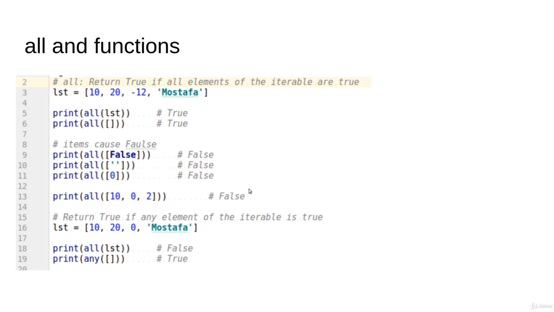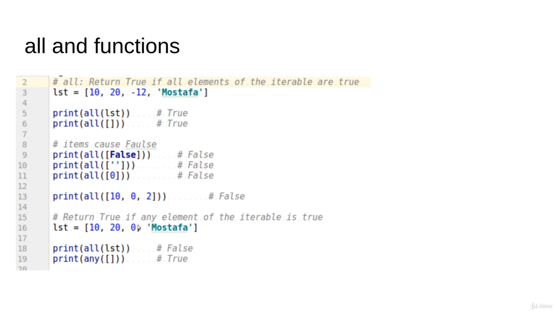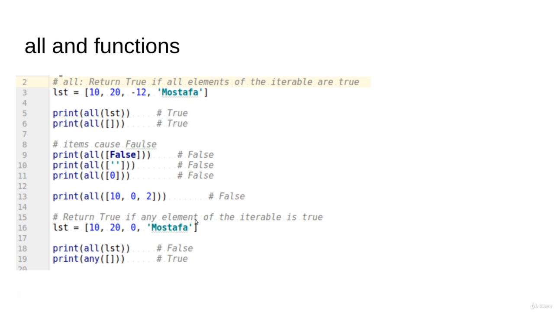There is also the any. The any is not the reverse. The any is, if any single item is true, it will return true. So for example, here we have a list of 4 items. All of them are true except this one here, which is false. If you wrote all of the list, it will return false because this item is false. But if you wrote any, it's going to be true because there are at least 3 items that are true. So this is the all and the any function.